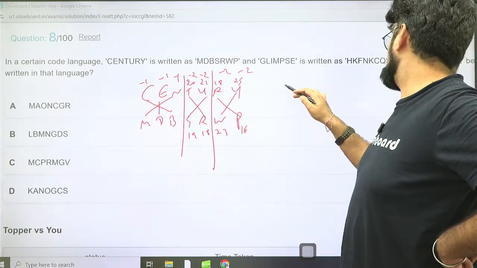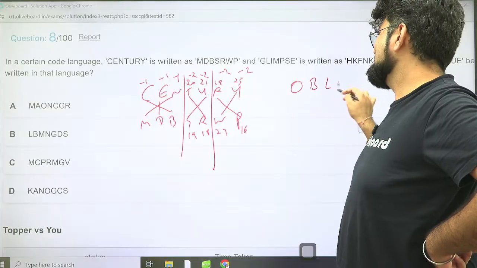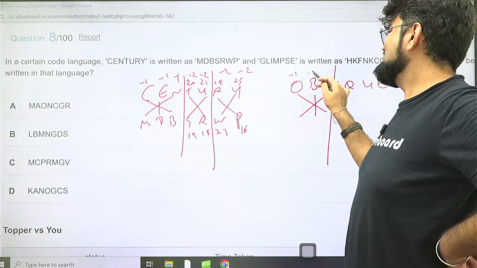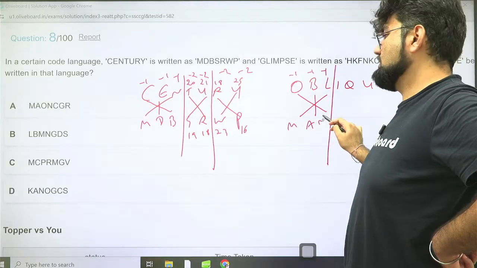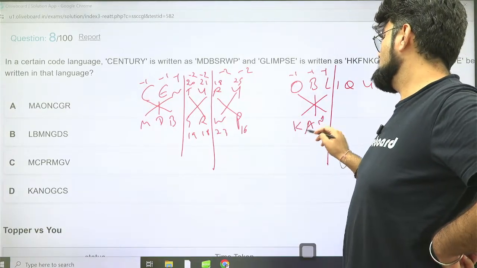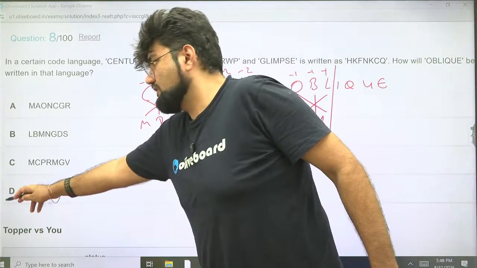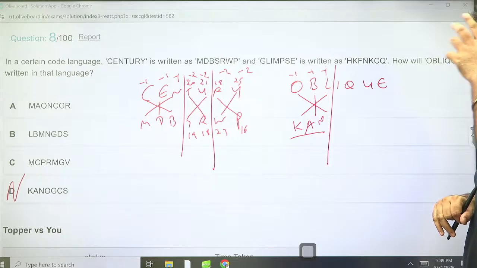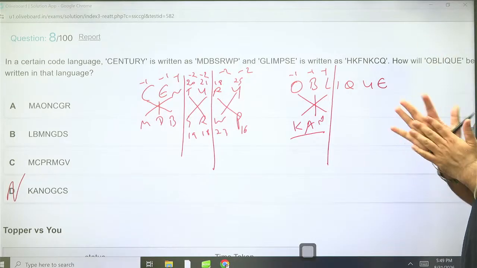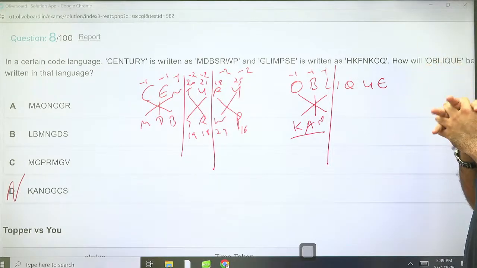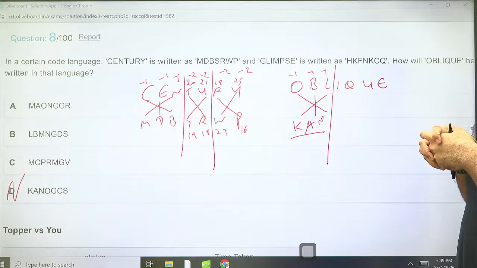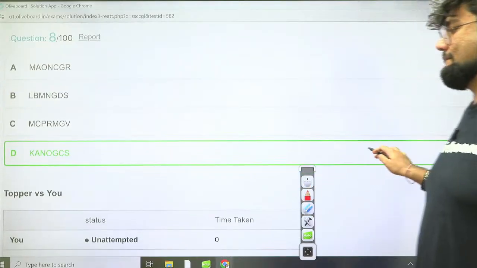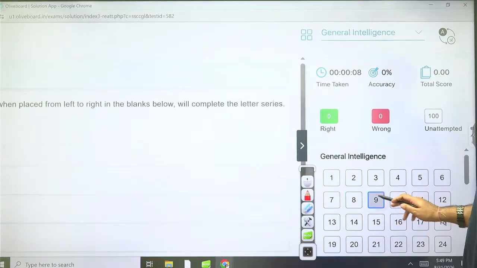So what about the code for oblique? So these 3 will be different. And if you see, this will give you MAN. Sorry, KAN. Which is only happening in option D. So even if you don't check the rest of them, you could have still found out the answer here and marked it. This, I won't even call it a risk, but you need to understand what exactly is happening. Okay, so option D is the correct answer. 45 seconds. This is a good question actually.